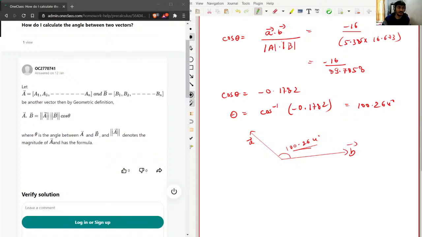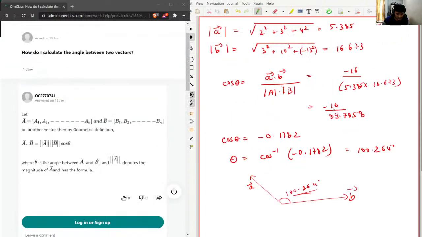And in cases where the angle between them is 0 degrees, a dot b over magnitude of a and magnitude of b will be 1. Basically a dot b will be equal to the product of these magnitudes, and obviously you will get cos theta equal to 1 when theta is equal to 0. So like vectors are aligning with each other, or they have the same direction.